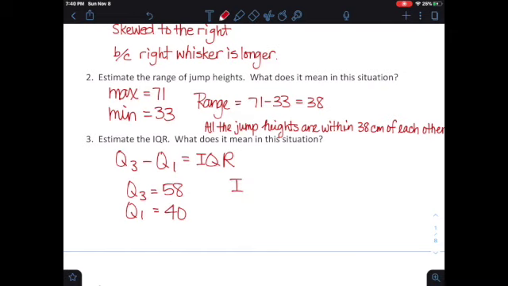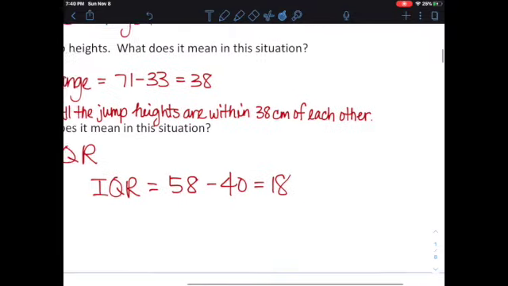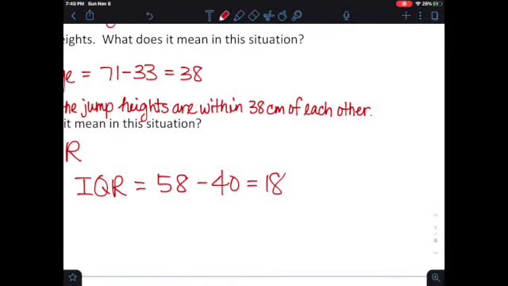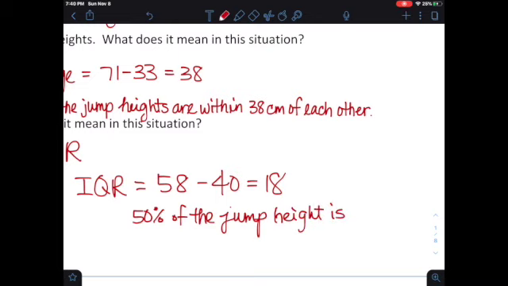And IQR is going to be 58 minus 40. So that's equal to 18. And what does that 18 mean? This means that about 50% of the jump height is within 18 centimeters of each other.